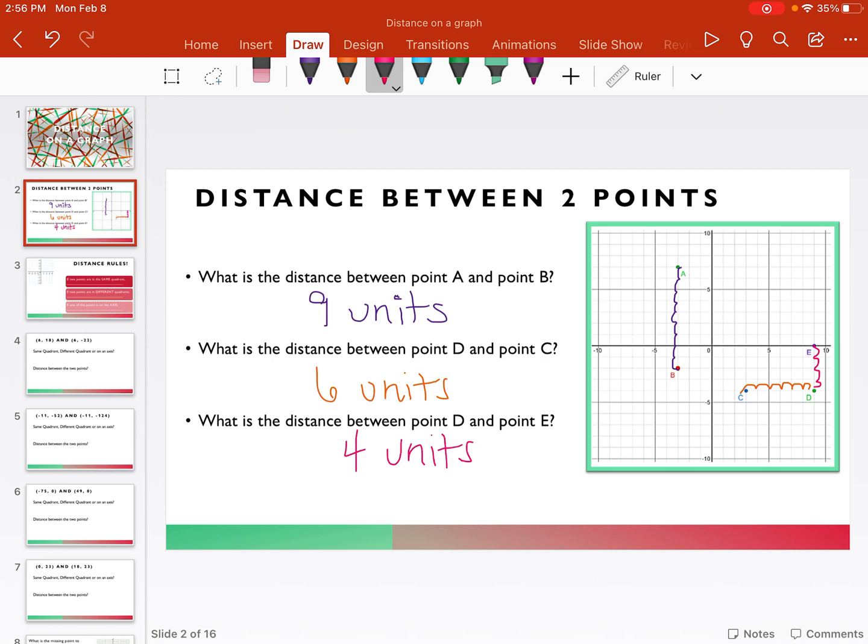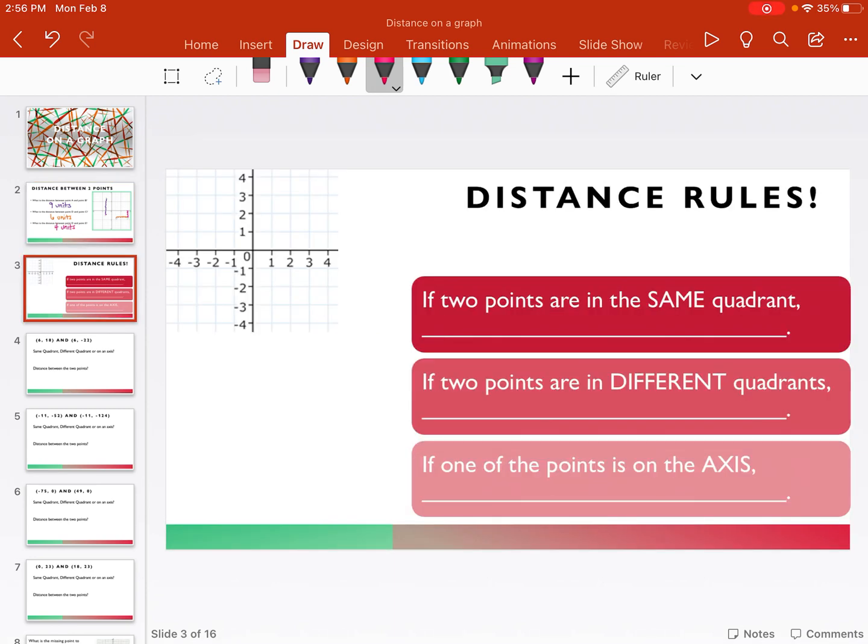Okay, that's nice and easy if you have the grid and if they're not too far away from each other. But sometimes I'm just going to give you the 2 points. I'm not even going to give you a picture of a graph or anything. So let's talk about how we could find it then. So let's talk through a few situations. First is if 2 points are in the same quadrant.